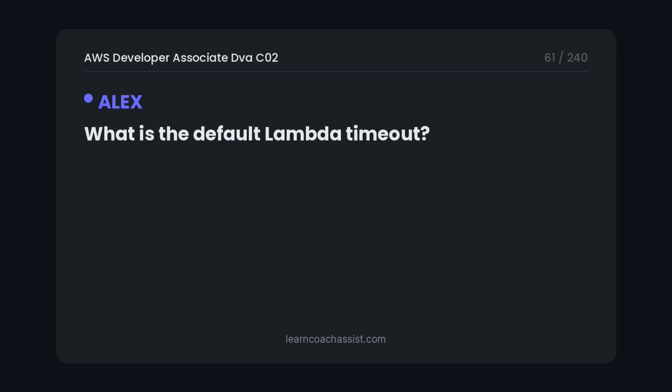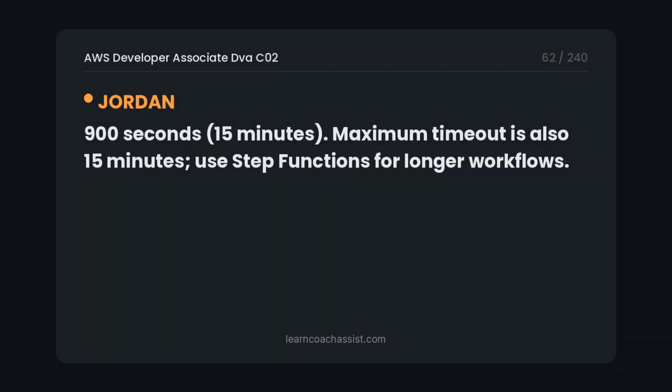What is the default Lambda timeout? 900 seconds, 15 minutes. Maximum timeout is also 15 minutes. Use Step Functions for longer workflows.